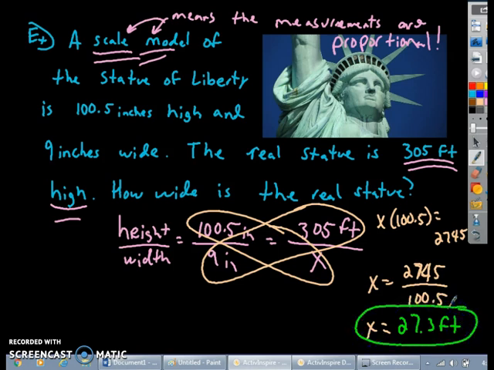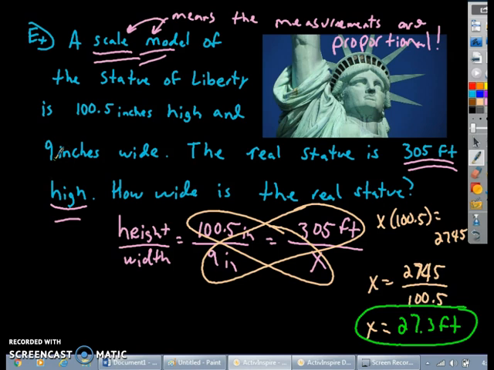And that sounds pretty reasonable. All right, so if you're looking at this, that 9 is about 10% of 100.5. So 30 would be about 10% of 305, and that's pretty close to 30. So slightly less than 30. And it should be because 9 is slightly less than 10%. So that sounds about right to me. So about 27 feet wide it is.